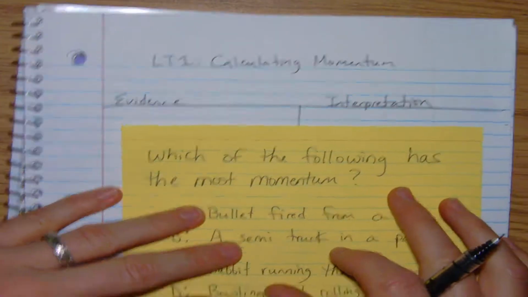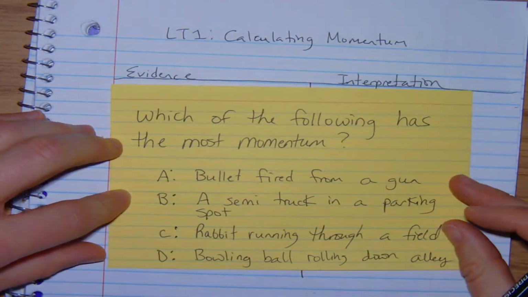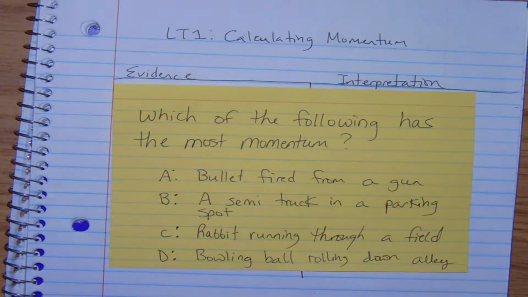Food for thought. You don't need to write these down, but we will be discussing these in class. So which of the following has the most momentum? A bullet fired from a gun, a semi-truck in a parking spot, a rabbit running through a field, or a bowling ball rolling down the alley.